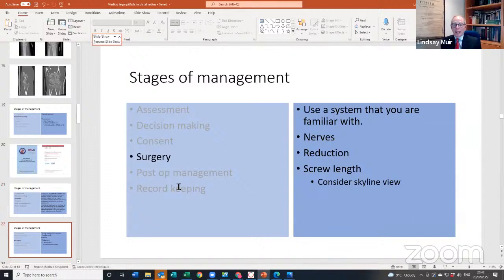Surgery is the next step. So you decided you're going to operate. Use a system, if you can, that you're familiar with, where you know the trajectory of the screws, you know how it all fits together, and you know whether they're sharp screws or blunt screws or whatever.